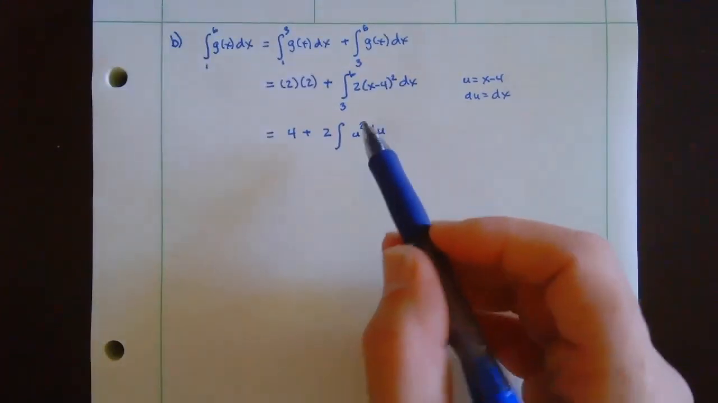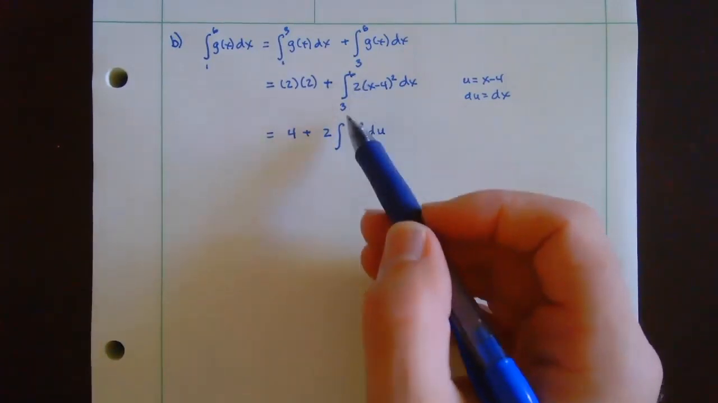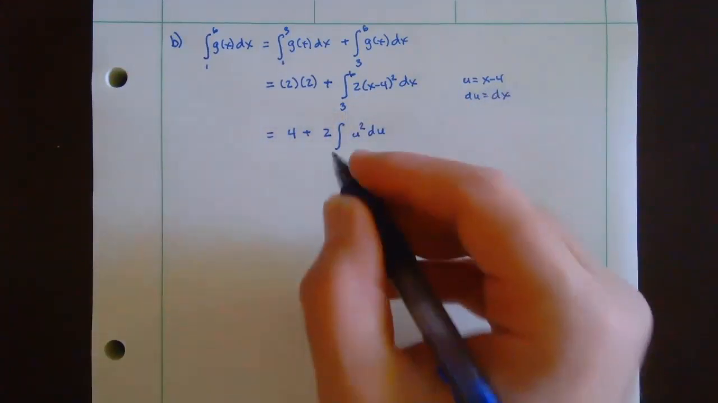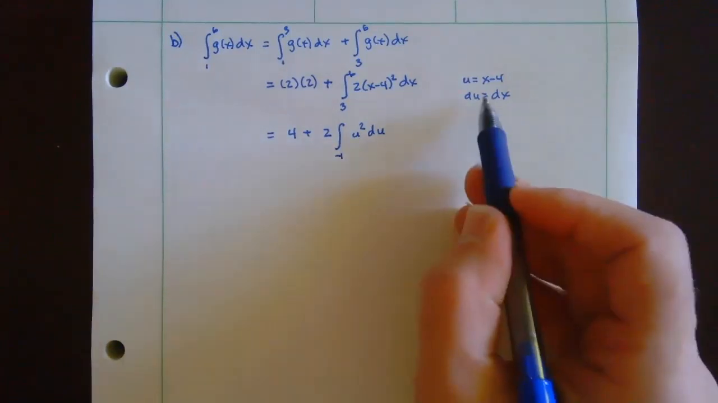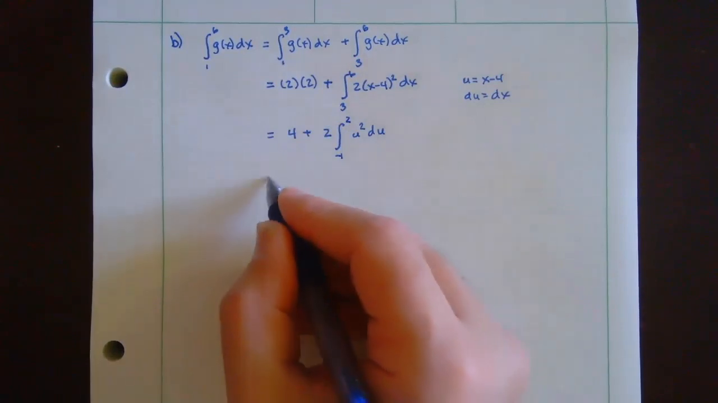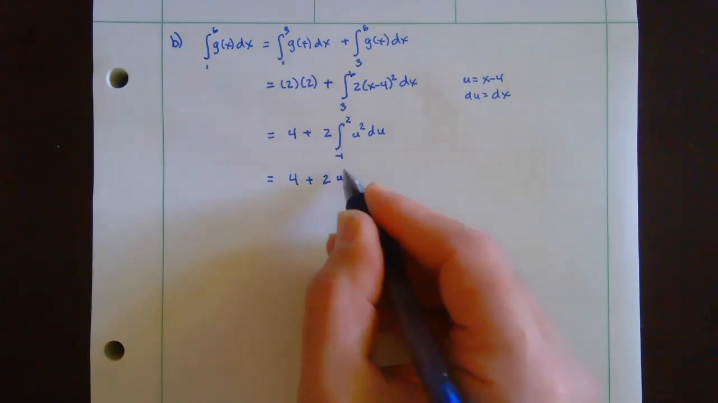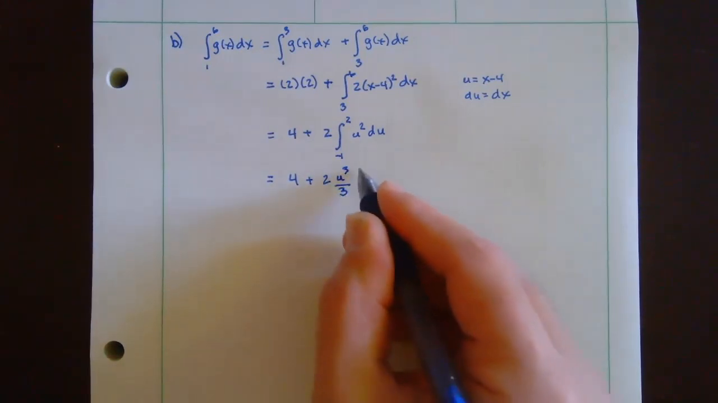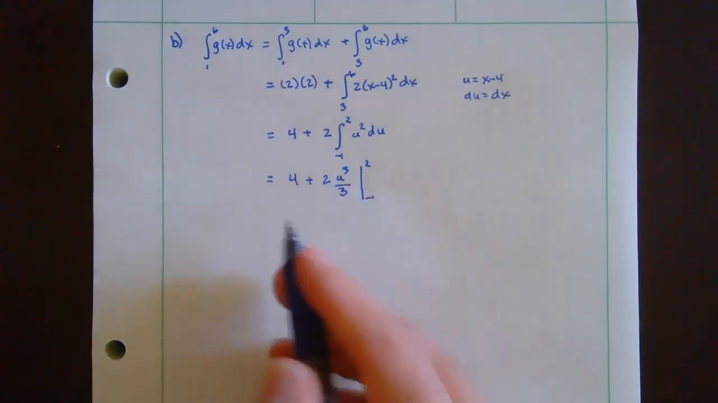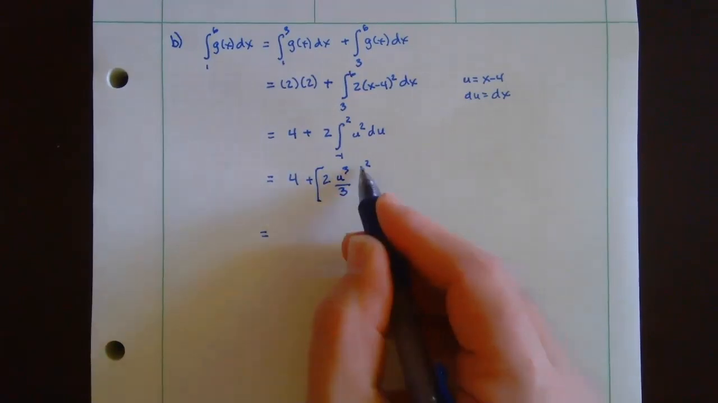Okay, and we want to evaluate this from 3 to 6 for x's, but we just changed it to u's, so we need to switch these to u's. So if x is 3, then u would have to be -1, and when x is 6, u would have to be 2. Okay, so this is equal to 4 plus 2u cubed over 3 evaluated from -1 to 2, right? And it's only this piece that we're evaluating, okay? Actually, I should do this to make it clear.